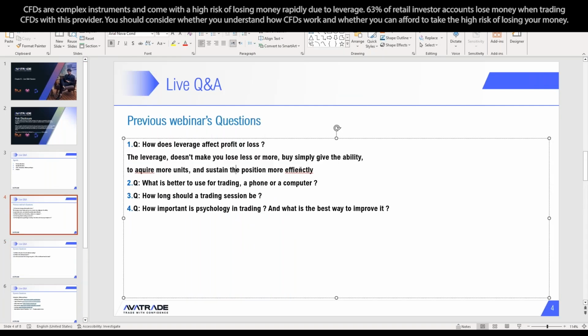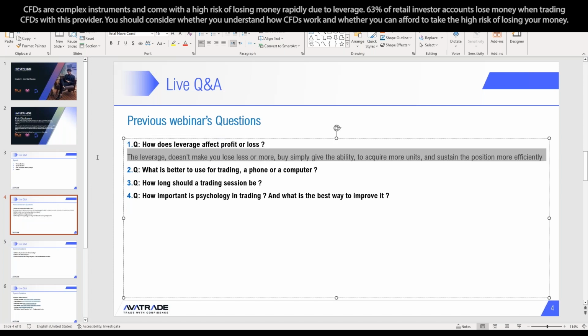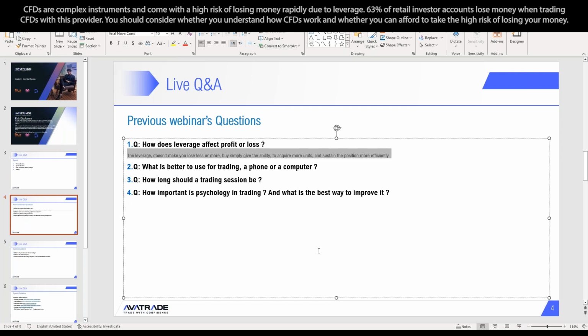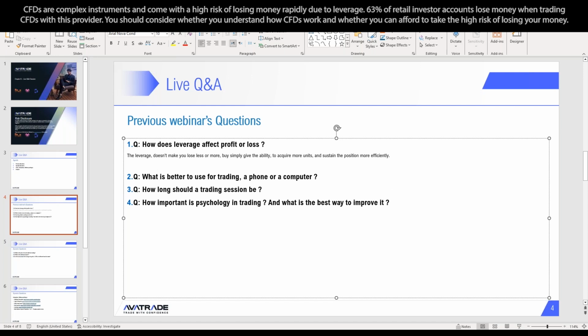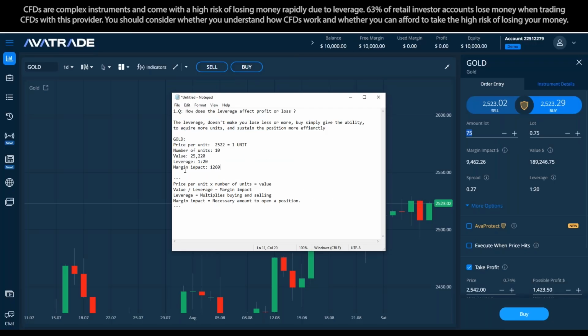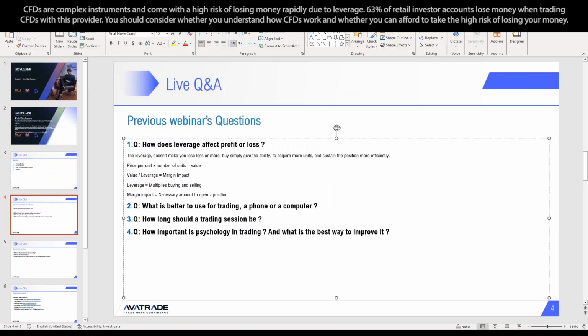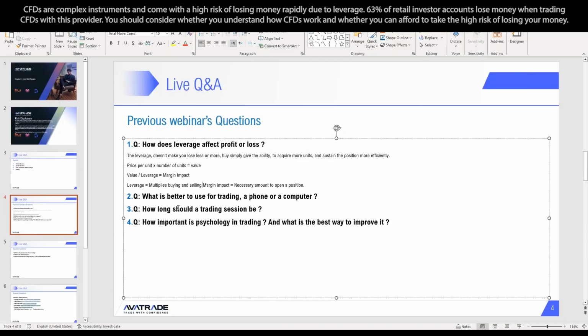And don't worry, guys, we are going to paste the other equations as well. Let's just make this one a little smaller. Now, of course, if I can take more units, I can make or lose more capital. But the leverage doesn't make me lose more or less. Okay, I'm going to show you now the percentage out of the value that I must have in the account as collateral for the leverage.